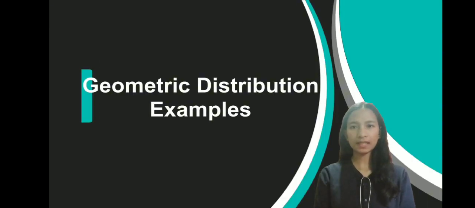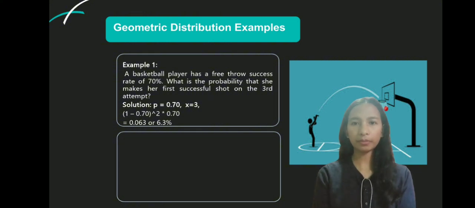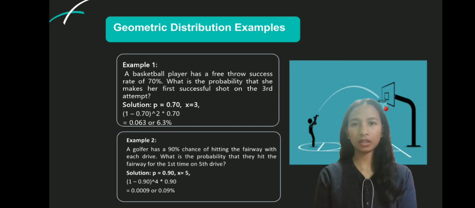We'll be discussing the examples of geometric distribution. Our first example is a basketball player who has a 70% free throw success rate. The probability of making her first successful shot on the third attempt is calculated using the formula: (1 minus 0.70) raised to 2 times 0.70, which results in a probability of 0.063 or 6.3%.